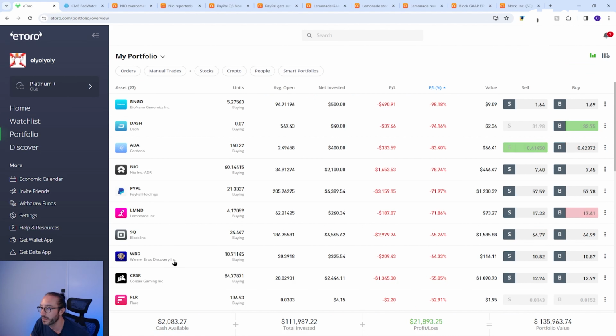So next on my portfolio update is Warner Brothers Discovery. As mentioned in previous videos, I didn't buy this and it ended up in my portfolio due to something through a copy position. I don't really want it. I'm just waiting for the market to recover somewhat and then I will close it out.